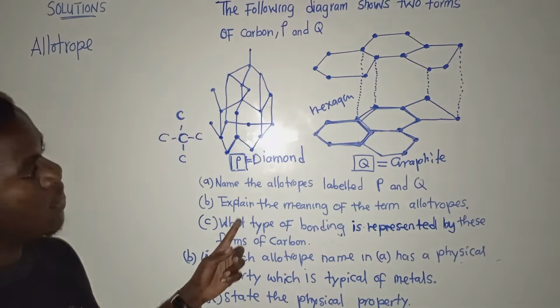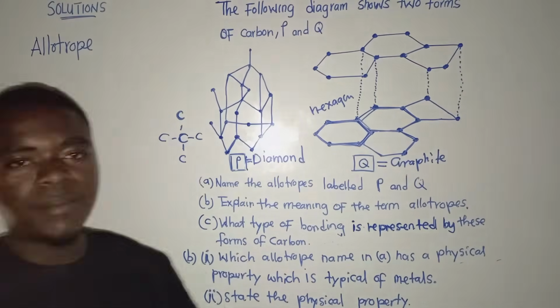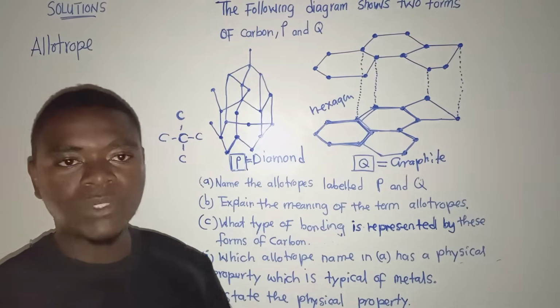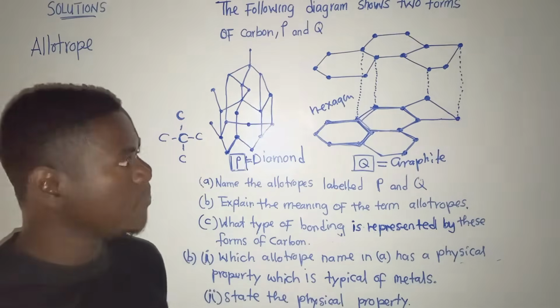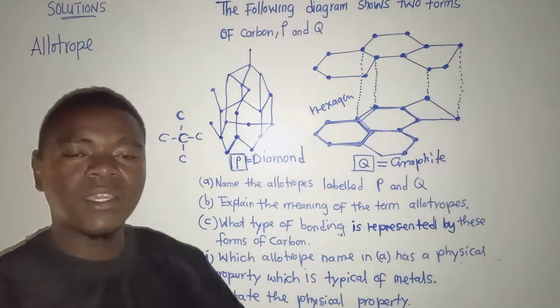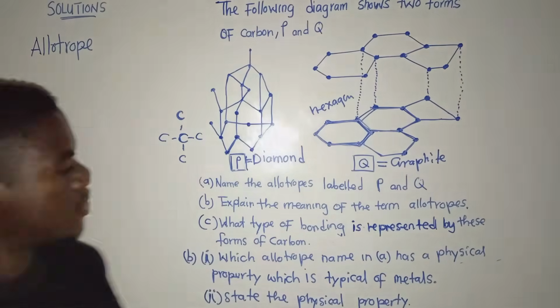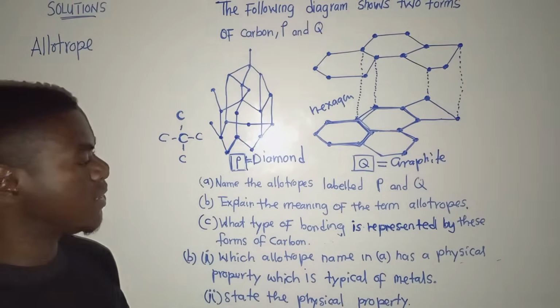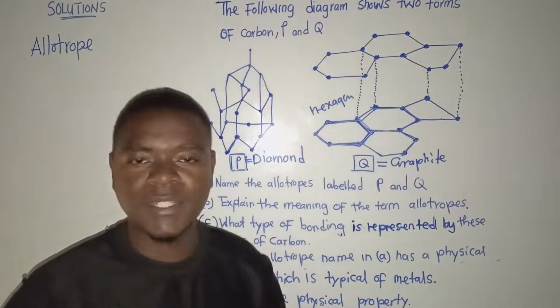We move on to this particular question. I just want you to understand this. Even as I'm explaining this, you're able to get one or two things, so that when a question comes in an exam that falls under these things, you will be able to answer it. So we move on to the other question, which says: explain the meaning of the term allotropes.